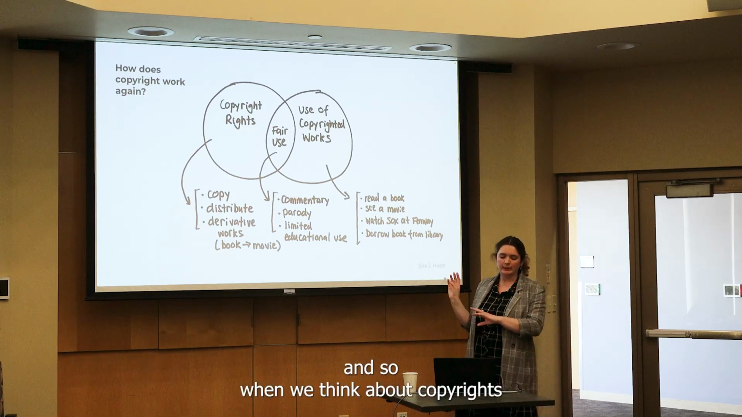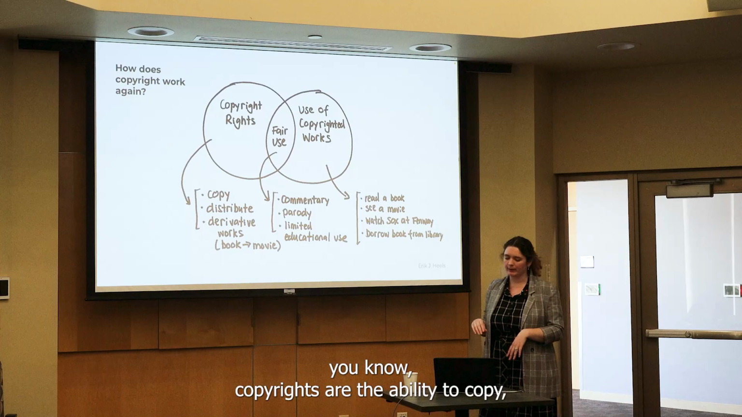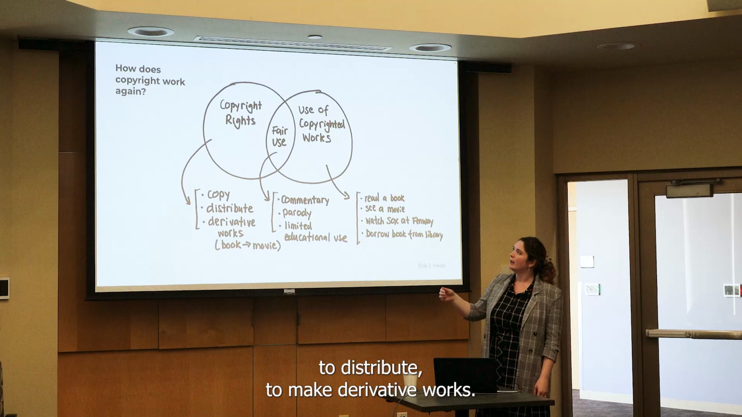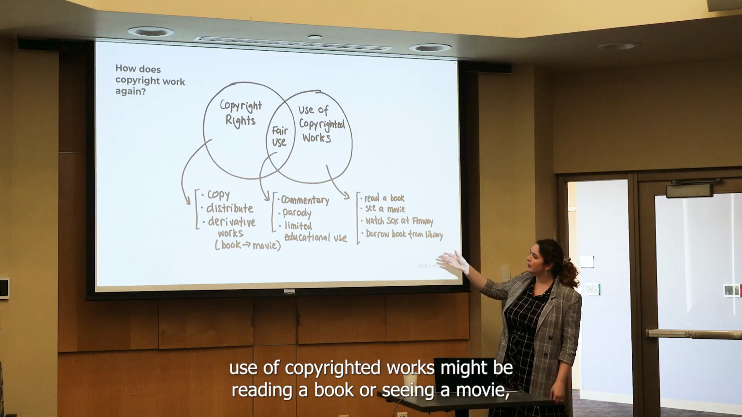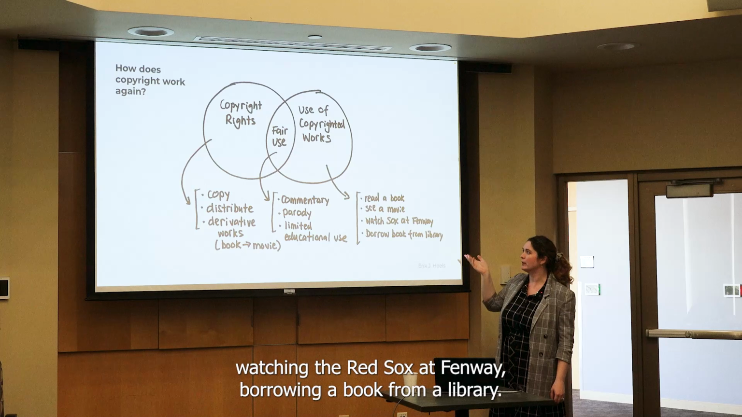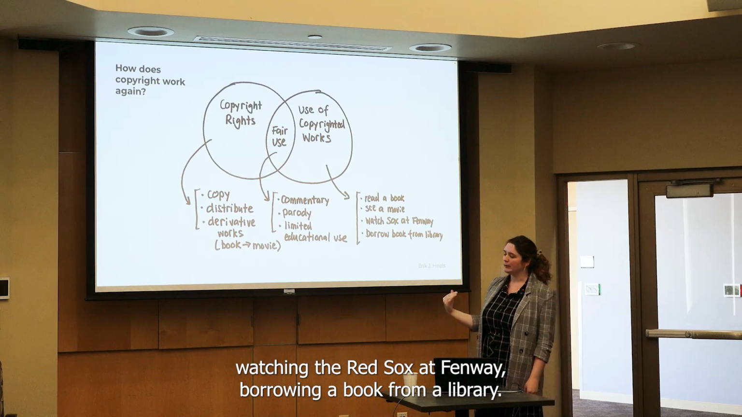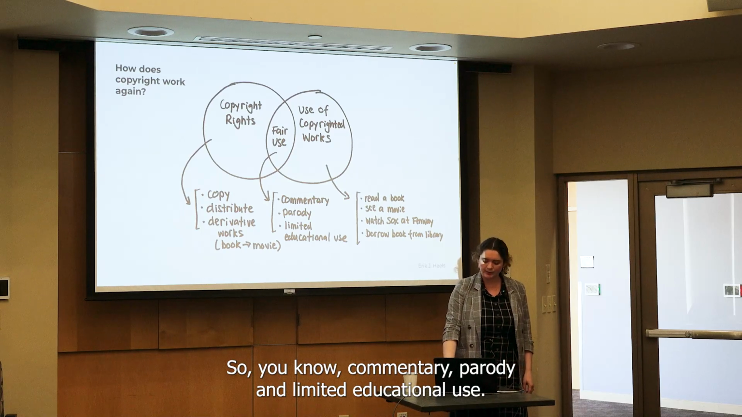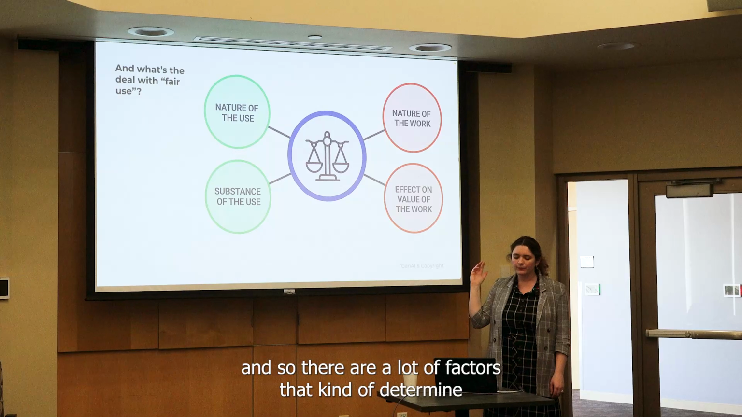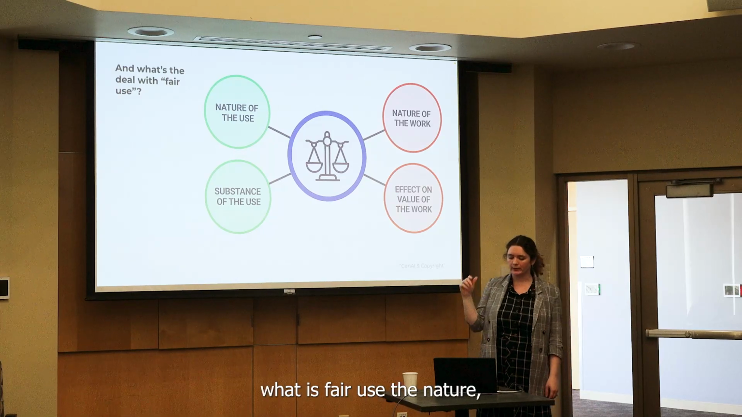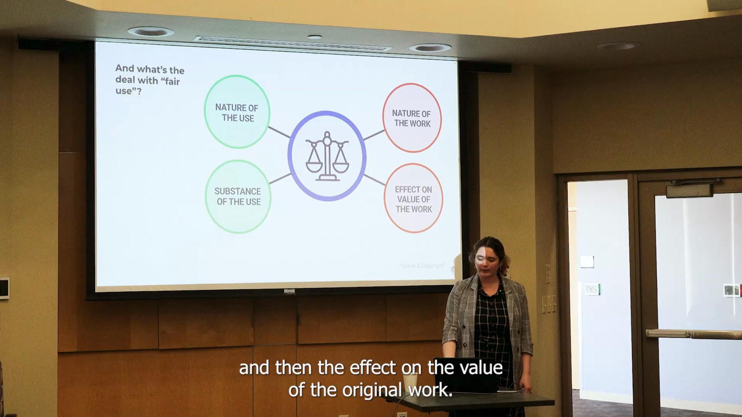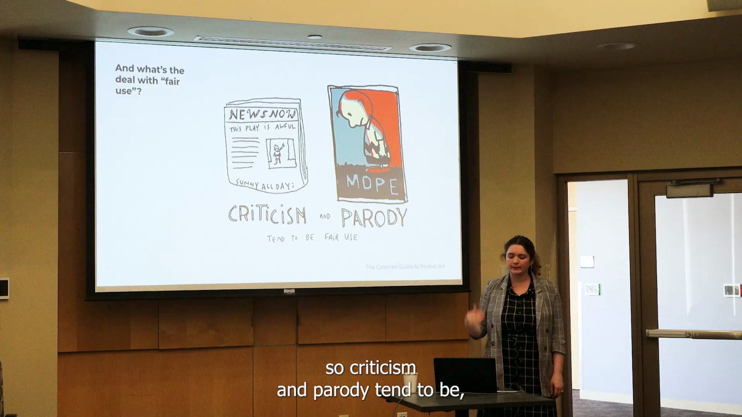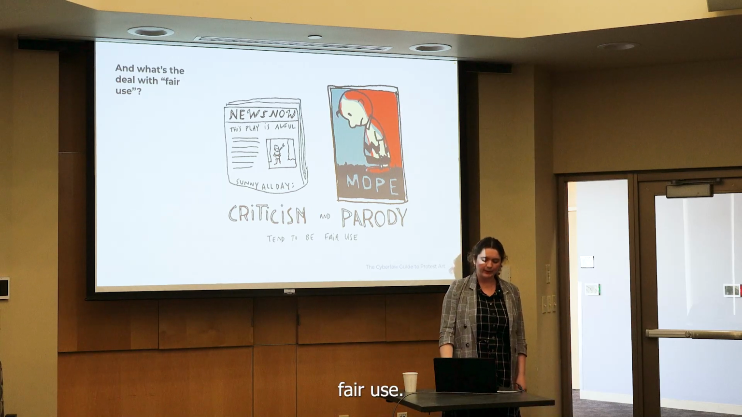And so when we think about copyrights and the use of copyrighted works, copyrights are the ability to copy, to distribute, to make derivative works. Use of copyrighted works might be reading a book or seeing a movie, watching the Red Sox at Fenway, borrowing a book from a library. And then in the middle here is fair use: commentary, parody, and limited educational use. There are a lot of factors that determine what is fair use: the nature and substance of the use, the nature of the work, and then the effect on the value of the original work. So criticism and parody tend to be fair use.